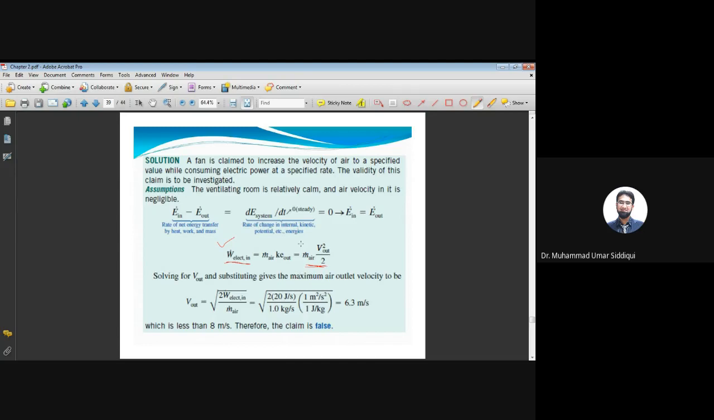This is what we have now. Work in will be equal to the change in kinetic energy. And initial kinetic energy was 0, so whatever the final kinetic energy is, that should be the work in. So our first law of thermodynamics actually ends up into this equation, and from this equation we are going to verify.